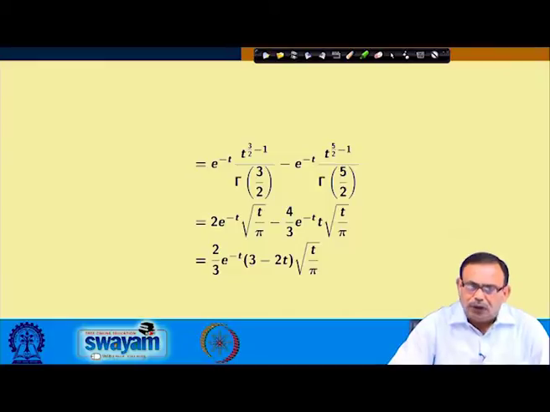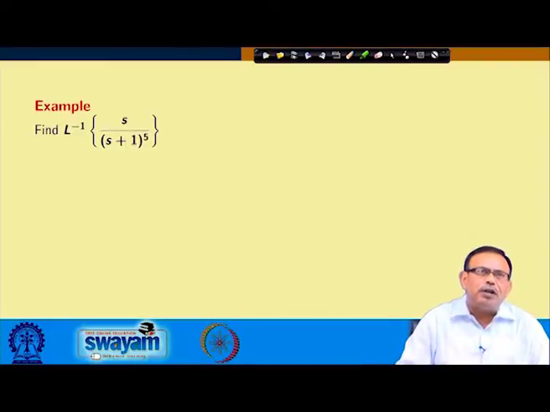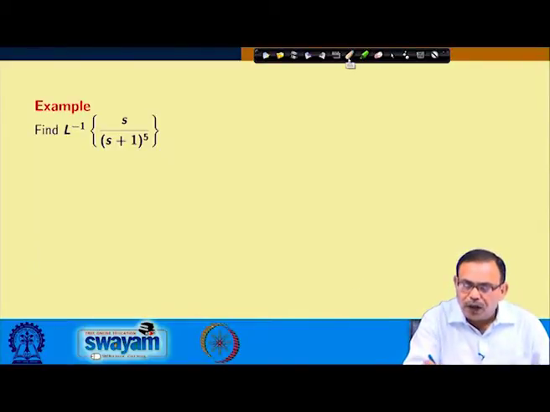So, the next example is Laplace inverse of s by s plus 1 to the power 5.